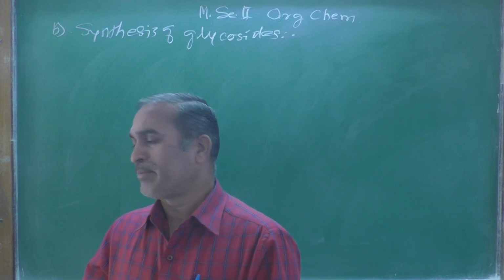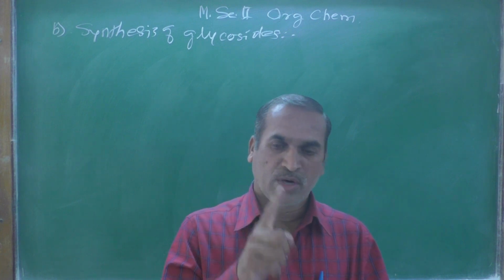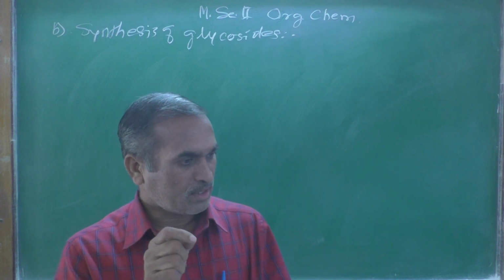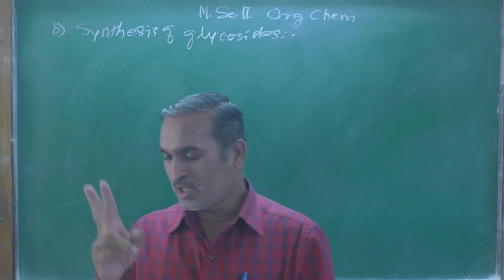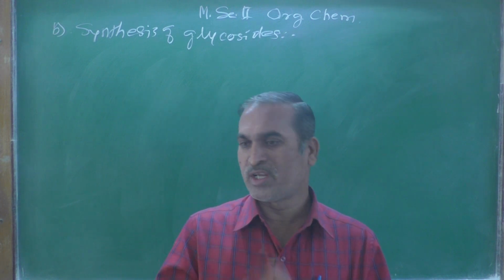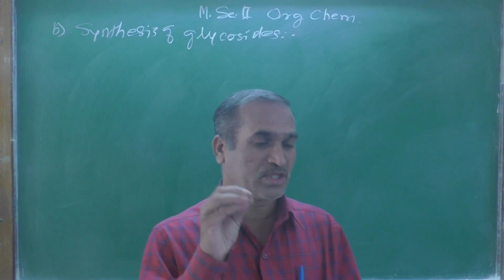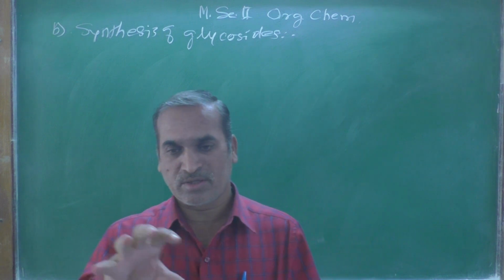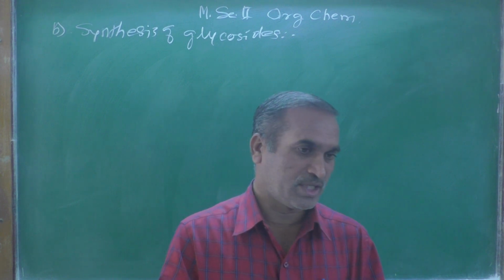If you observe this structure, there is one primary alcoholic group, that is CH2OH. Then three secondary alcoholic groups are present, and one is anomeric. So these are the sites of reaction actually present in the chair conformation, or the cyclic ring of D-glucose.